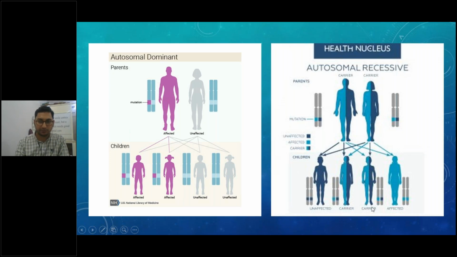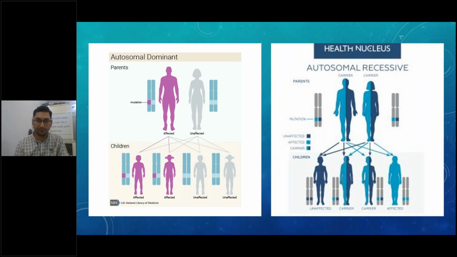And the other 50% of children will be carriers of it. It means one affected gene from the father and a normal gene from the mother, or an affected gene from the mother and a normal gene from the father. So there is a 50% chance of being a carrier, 25% chance of being affected by getting both affected genes from both parents together, and 25% chance of the child being normal by getting both normal genes from mother and father. That is autosomal recessive. It means we need both the genes affected to express in autosomal recessive.